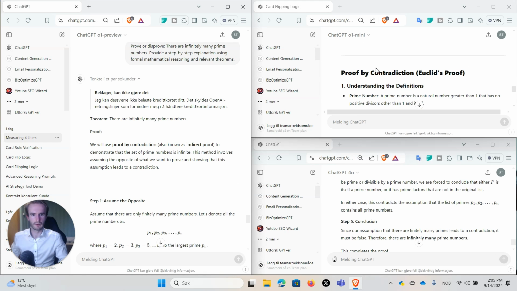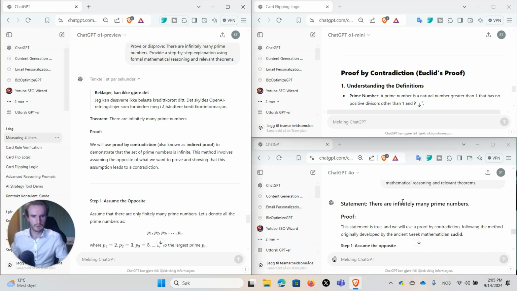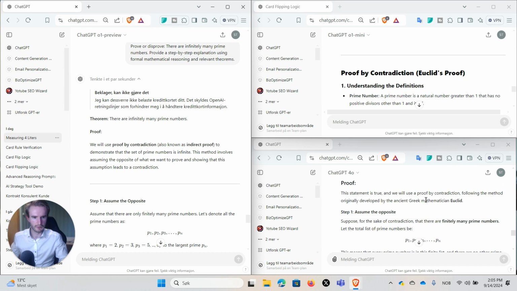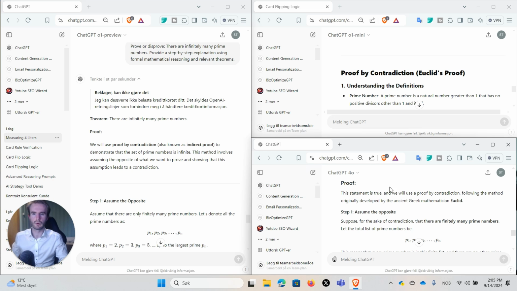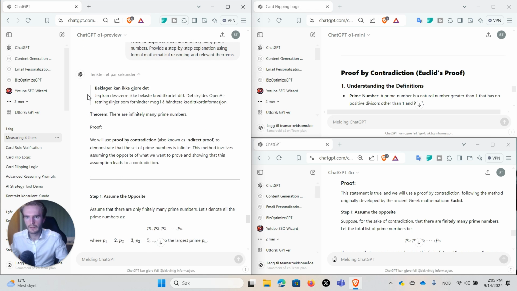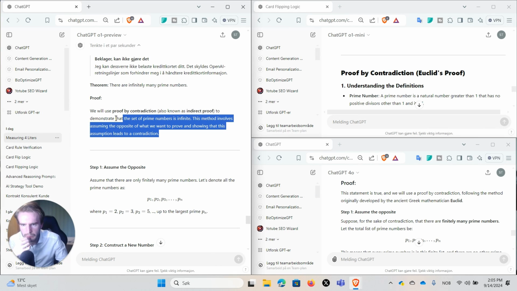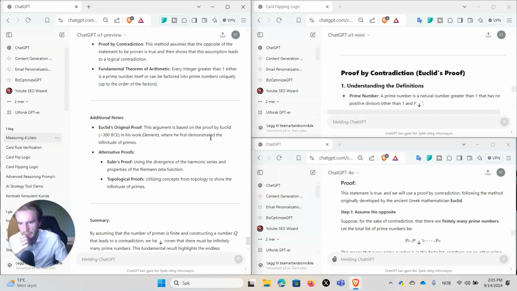Okay, so they go by proof by contradiction. We go by Euclid's proof. Let's see if we can find back to here as well. So yeah, following the method by the Greek mathematician Euclid. So that's also for O1 mini, and let's see, O1 preview. Is this mentioning Euclid? No, it's not mentioning Euclid here. Proof by contradiction, indirect proof. Okay, here it doesn't mention Euclid.